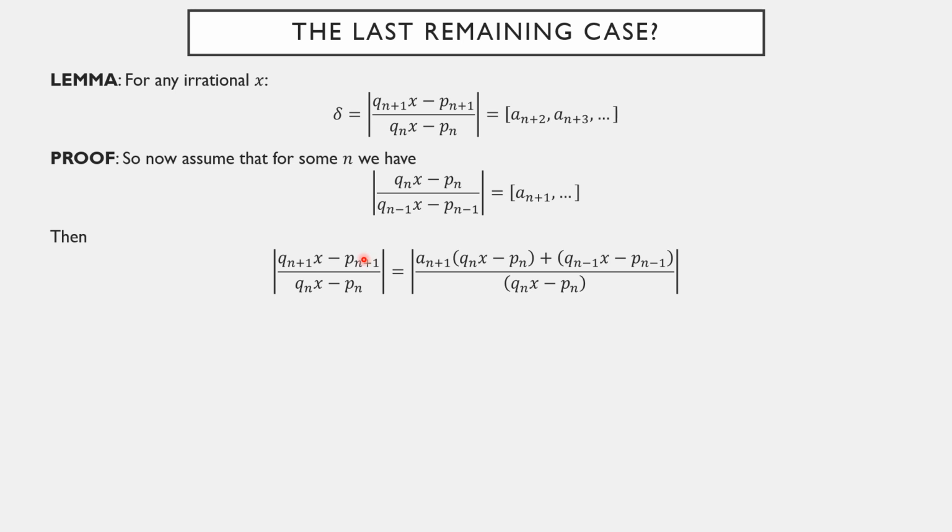Similarly, we write pn plus 1 in terms of its recursive form, and we can do this factoring up here in the numerator. But now we've got this shared factor of qnx minus pn. So split this apart into two terms. Here they cancel and we get the integer an plus 1. Here we've got the smaller index over the larger index, which I'm going to write as 1 over the larger index over the smaller index.